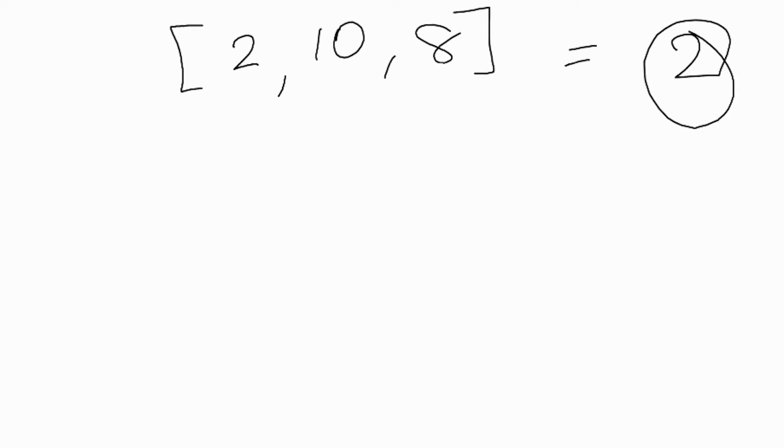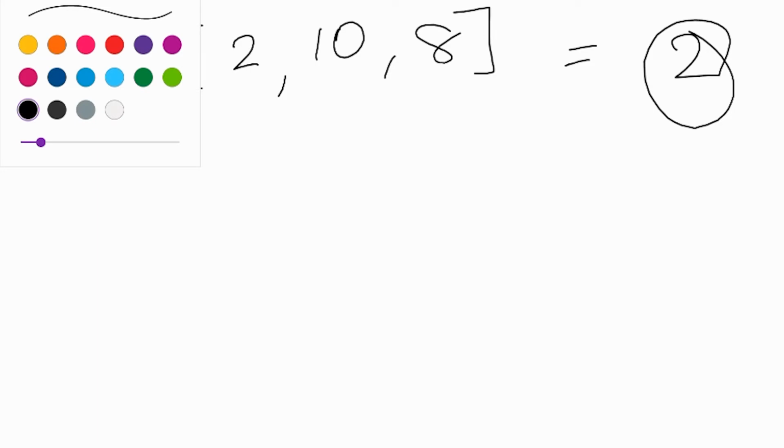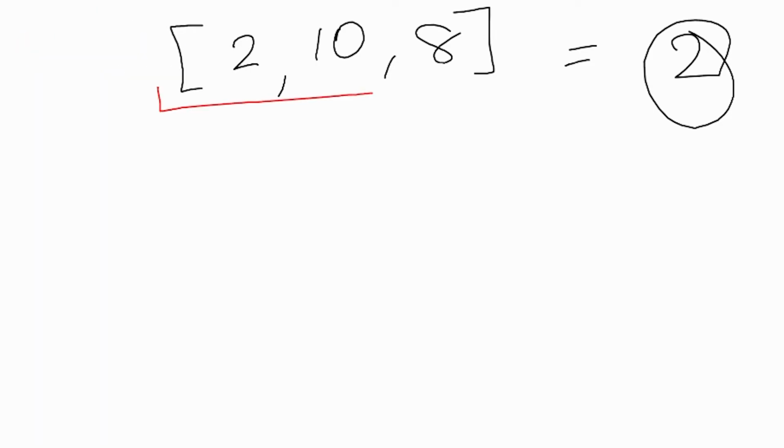Now they're saying that we have to assign the books in such a way that the maximum number of pages assigned to a student is minimum. Okay, so for example, how can I divide these 3 books among these 2 kids? Right, let's see. One thing I can do is give these 2 books to child 1 and this one to the other child. Or what I can do is give this one book to child 1 and then these 2 books to the other child.